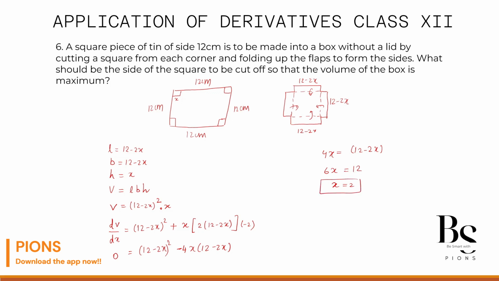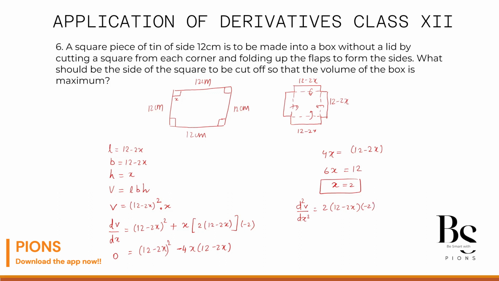Is this question done? No. You have to show that volume is maximum. Volume is maximum means if you differentiate this part once again and put x equal to 2, you should get a negative value. So let's do that. So the double derivative d square V by dx square, be very careful. 2 will come in front, (12 minus 2x) into derivative of (12 minus 2x), which is minus 2.